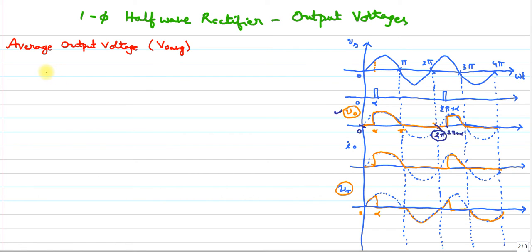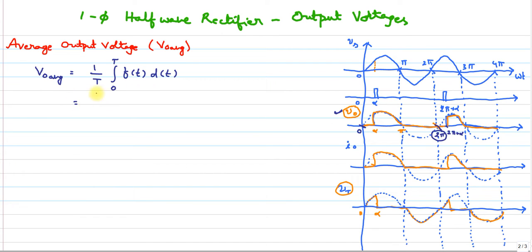First of all, we should know the formula for average output voltage. The average output voltage formula is 1 by time period, integral 0 to time period, f of t dt. Here f of t is this waveform, the complete sine waveform, and we have to follow that complete waveform.